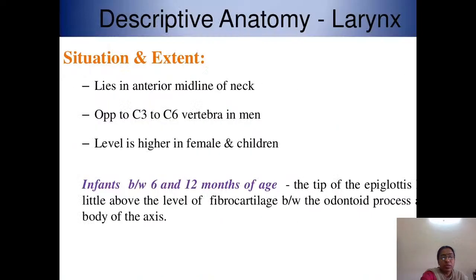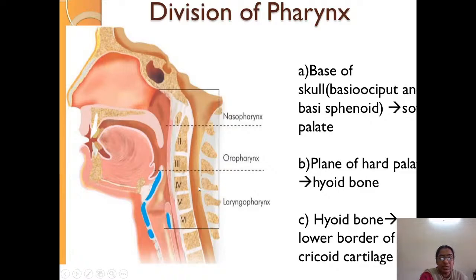As we have said, in females and children a mild variation is present, a little bit higher. In infants between 6 to 12 months of age, the tip of the epiglottis is a little above the level of the fibrocartilage, between the odontoid process and the body of the axis. This is the tip of the epiglottis, and it lies at the odontoid process. So it lies at a little higher level. What you have to remember is that the situation varies in men, in females, and in infants.